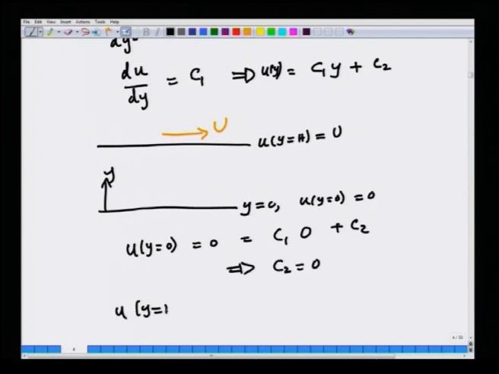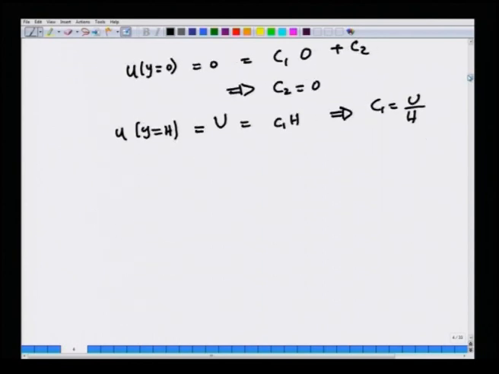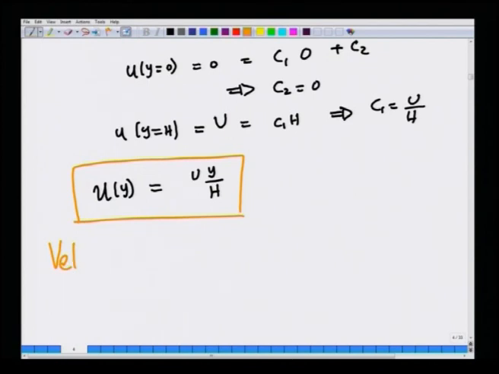U at y equals h is capital U, which implies that capital U is C1 times h, or C1 is U divided by h. So, this gives us that u of y is nothing but U times y by h. So, this is called the velocity profile in the plane Couette flow.